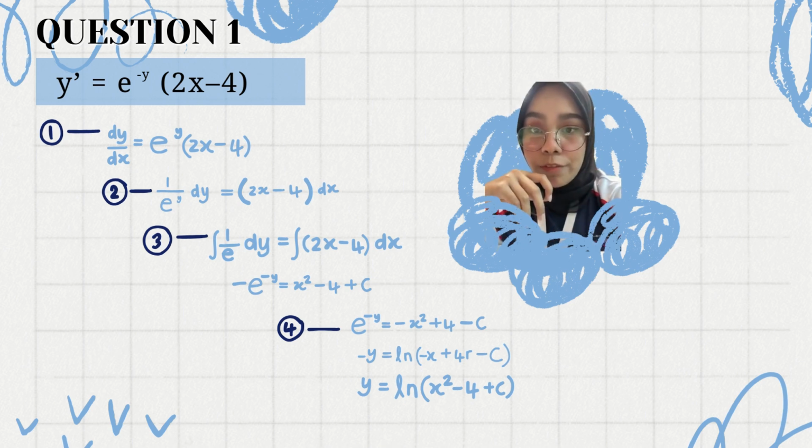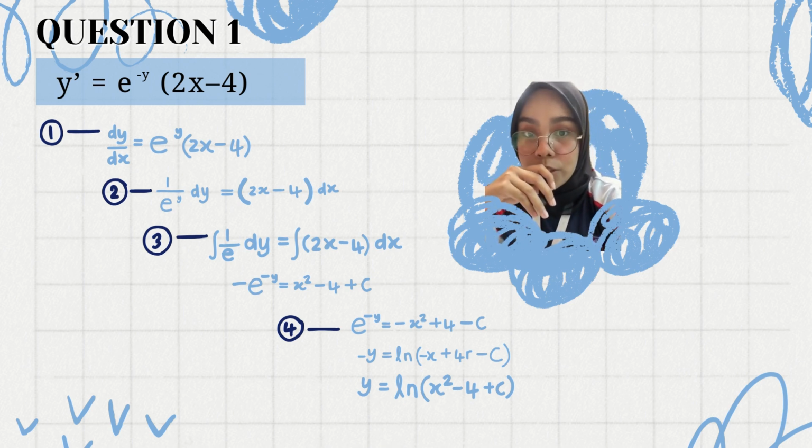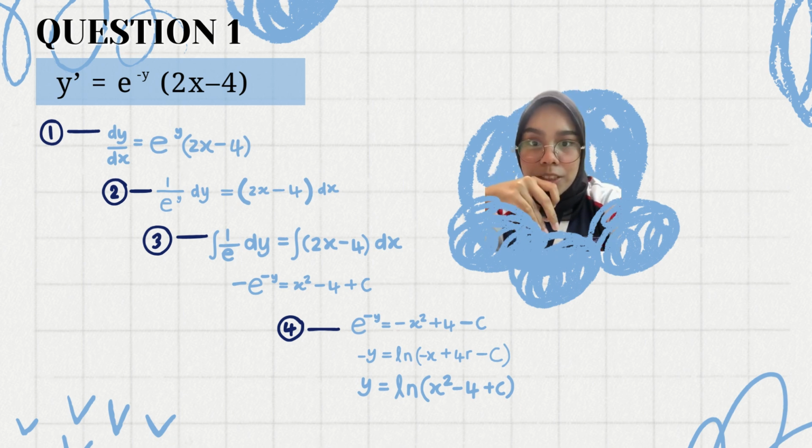Step 2. Separate the variables. To solve by separation of variables, we need to get all the terms involving y on one side of the equation and all the terms involving x on the other side. So let's divide both sides by e power of y and multiply both sides by dx. 1 over e power of y dy equal to open bracket 2x minus 4 close bracket dx. Now we have successfully separated the variables. On the left side, we only have terms involving y, and on the right side, we only have terms involving x. Step 3. Integrate both sides.